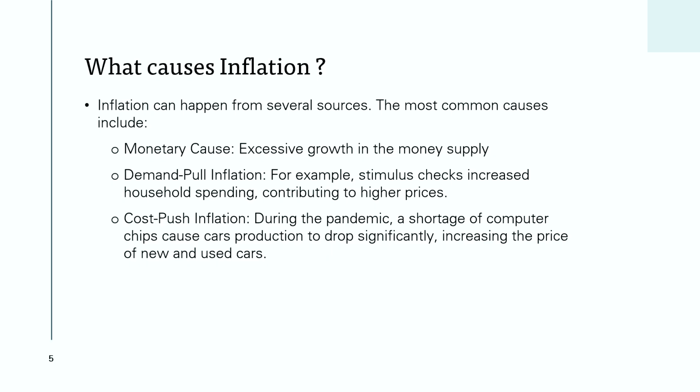Third is cost push inflation. This is driven by supply shocks. During the pandemic, the shortage of computer chips meant few cars could be built. With supply down, the prices for both new and used cars skyrocketed.